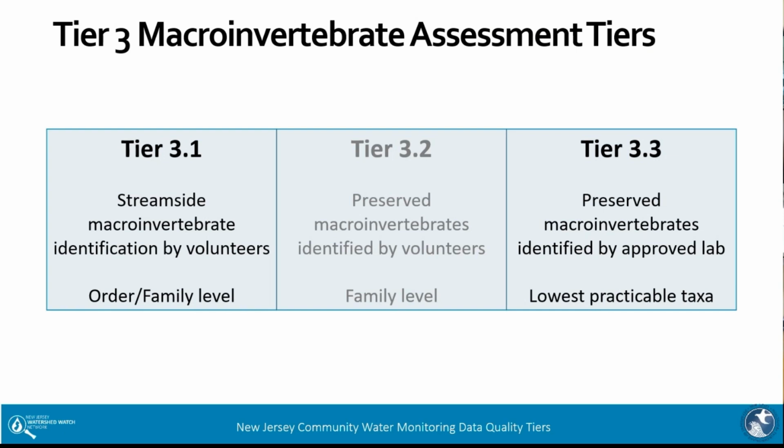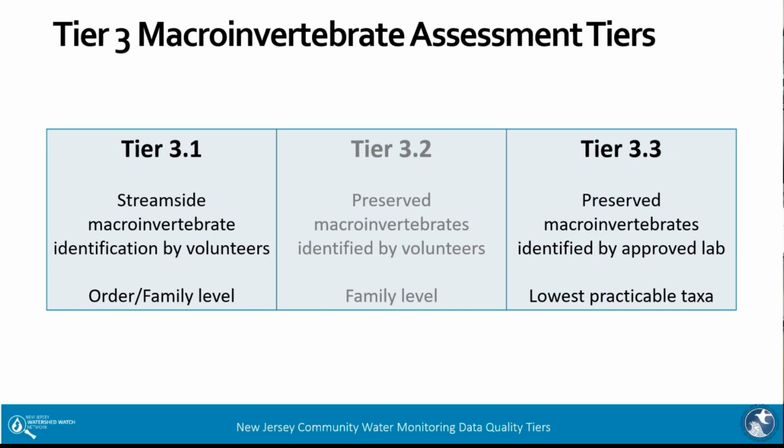So with our macroinvertebrate sampling, for our quality assurance measures for tier 3.1, which is what you're doing, but just so you're understanding how everything fits together, for tier 3.1, we do identification of the macroinvertebrates while we're right there at the stream. And these are identified at the order or family level. And Erin's going to explain that in more detail in one of her presentations.